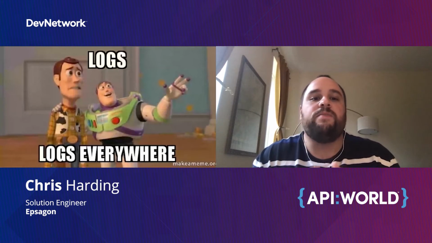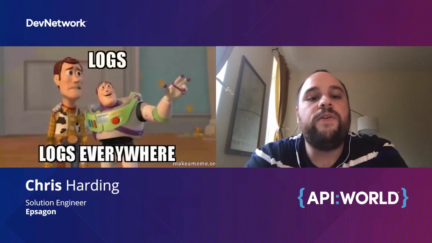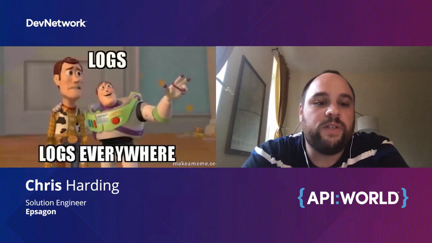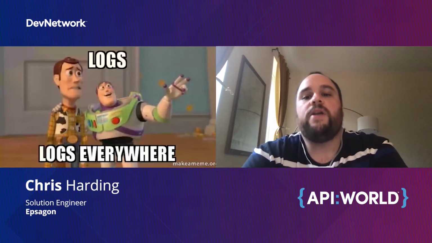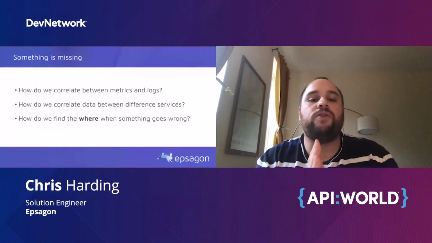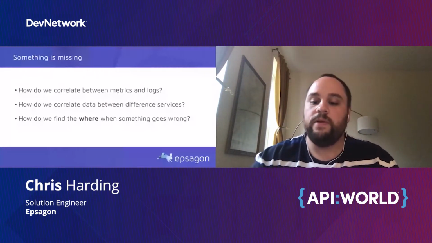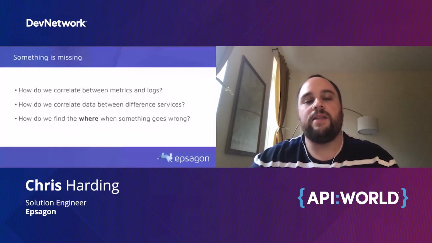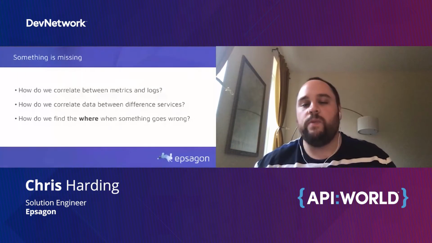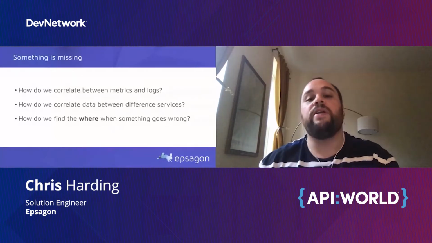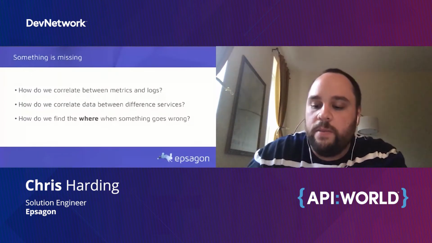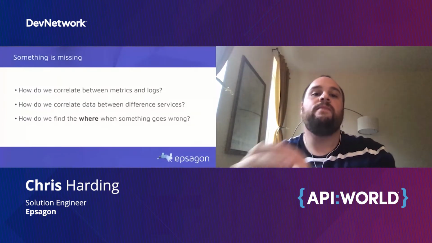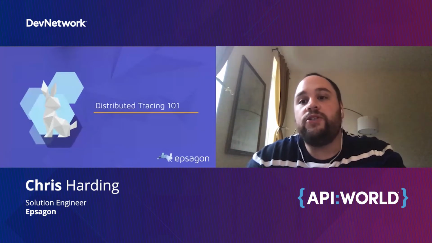All right, so something's missing in these modern environments. How do we correlate between things like metrics and logs? How do we correlate that data amongst a number of different services? And when something goes wrong, largely metrics tell us what. We know from metrics that something is broken. The logs tell us why once we find the right information. But how do we figure out that where? And so that's where distributed tracing is going to come in.